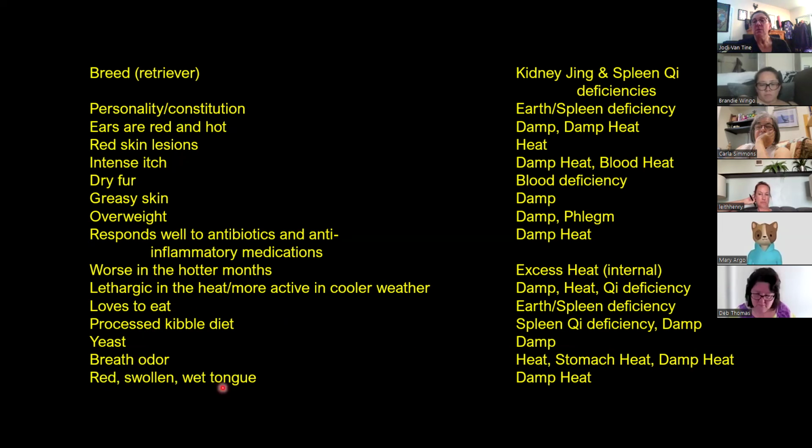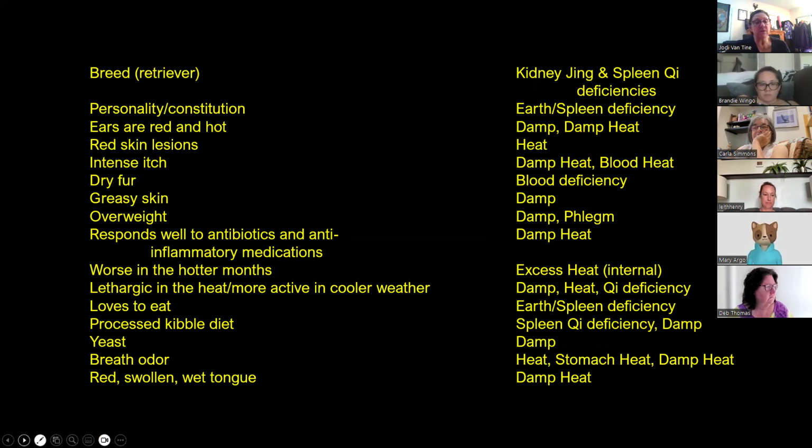So this is kind of a really straightforward case, and I really liked this because if you look through here and you don't see damp and damp heat and damp heat and damp and damp and damp heat and put that on your list, then you're missing something. So this one is really easy. It's a very typical presentation for retrievers eating processed food. It damages their spleen qi. It creates, again, that same pattern of blood deficiency combined with the excess of damp and damp heat.